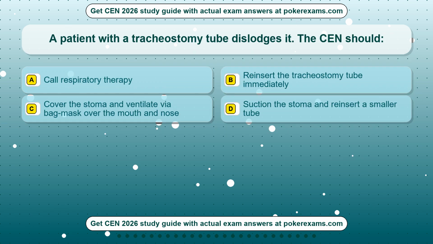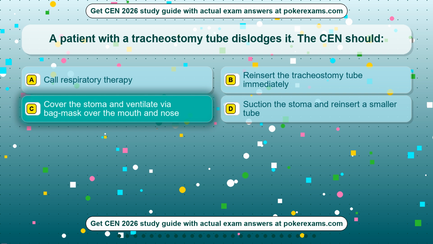Question 7. A patient with a tracheostomy tube dislodges it. The CEN should: Option A, call respiratory therapy. Option B, reinsert the tracheostomy tube immediately. Option C, cover the stoma and ventilate via bag mask over the mouth and nose. Option D, suction the stoma and reinsert a smaller tube. The correct answer is option C.